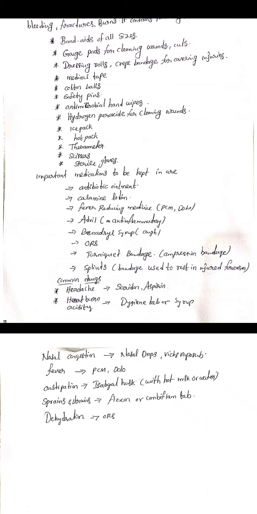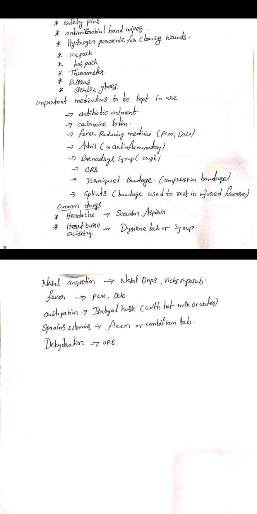Next, Advil, an anti-inflammatory tablet, used for reducing infection. Next, Benadryl syrup. Everyone knows this syrup is for cough relief. Next, ORS, oral rehydration salt. If the person is having vomiting or diarrhea, at that time we can use this oral rehydration salt. We have to keep these also in the kit.